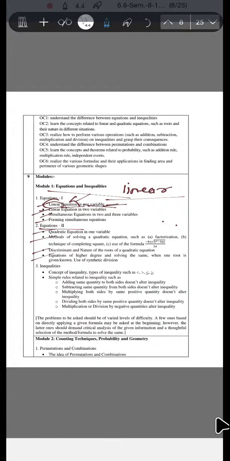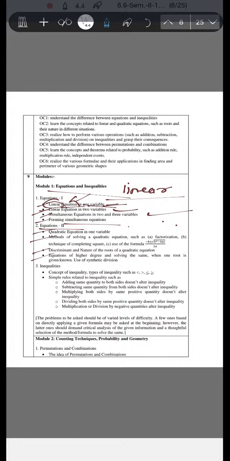Then we solved questions with one variable in a linear equation, then simultaneous equations in two or three variables, and forming of a simultaneous equation. These things we discussed yesterday. That video I have already posted on our YouTube channel, so you can go and check it from there.